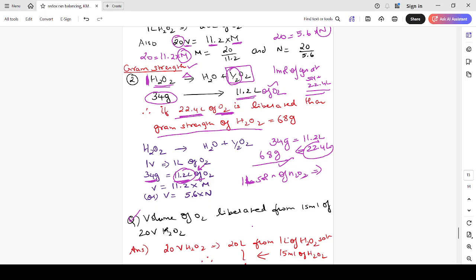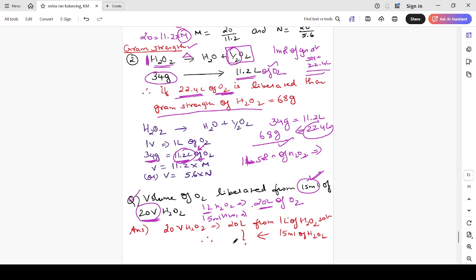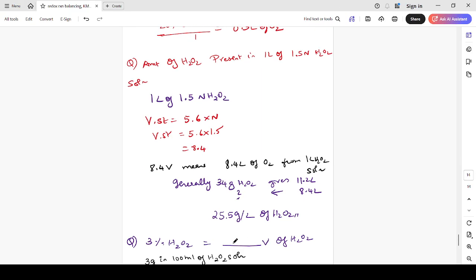See here, they are taking 15 ml of 20V hydrogen peroxide. The moment I see 20V hydrogen peroxide, what do I understand? 1 liter of hydrogen peroxide will give me 20 liters of oxygen. Correct? They have taken only 15 ml. So if 1 liter of hydrogen peroxide is giving 20 liters of oxygen, what about 15 ml of hydrogen peroxide? 15 into 20 into 10 power minus 3. Correct? Yes, ma'am. Right. Let's go to the next question.